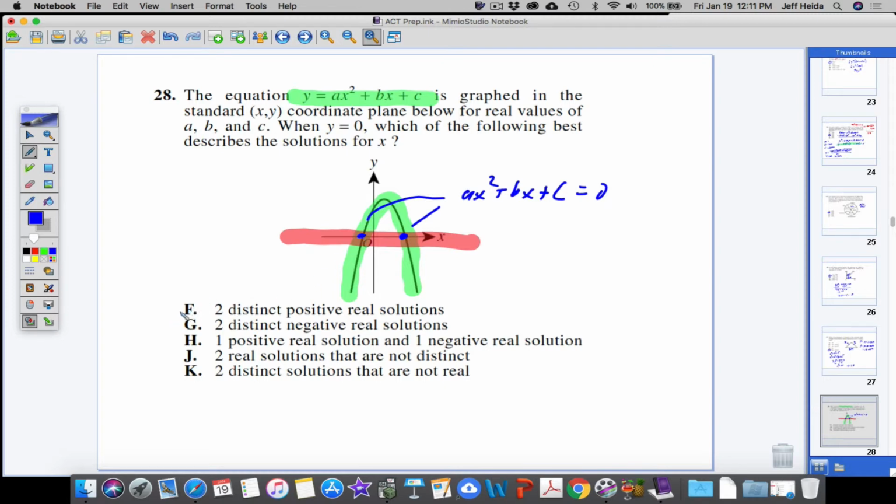That is not true. 2 distinct negative real solutions? Well, you have 1 negative and 1 positive, so that is not true. 1 positive real solution, 1 negative real solution. That is true. And it's possible to have no real solutions, 1 real solution, or 2 real solutions for a problem like this. But for 28, the answer is H. And you will learn more about parabolas and finding zeros in the second semester of Algebra 2.